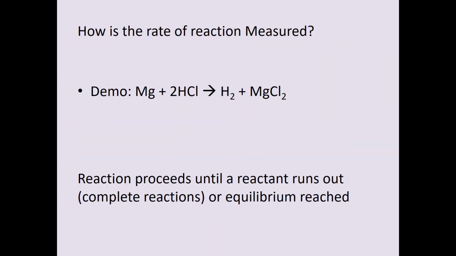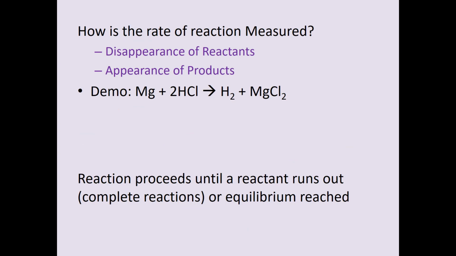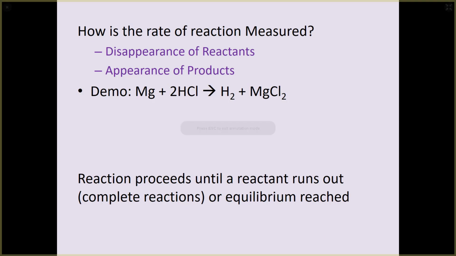How is the rate of reaction measured? It is measured through the disappearance of reactants and the appearance of products. So if I take a test tube of hydrochloric acid, here's all my little hydrogen ions from my acid, and I put in some magnesium. The magnesium will start to react with the acid. And what you're going to see is bubbles form and a gas form.